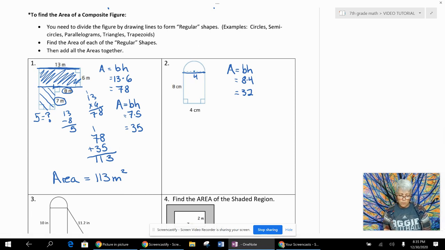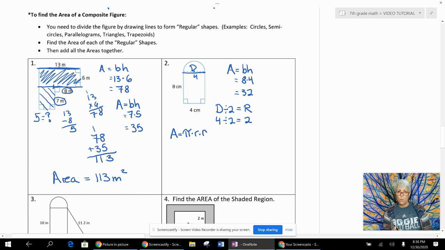So did they give us the diameter or did they give us the radius? You're correct. This is the diameter. So let's see. Diameter divided by 2 is the radius. 4 divided by 2 is 2. So my radius is 2. Now we use the area of a circle formula. Area equals pi times radius times radius.